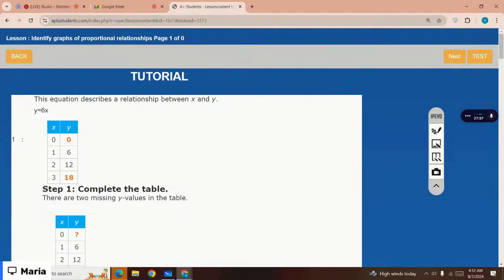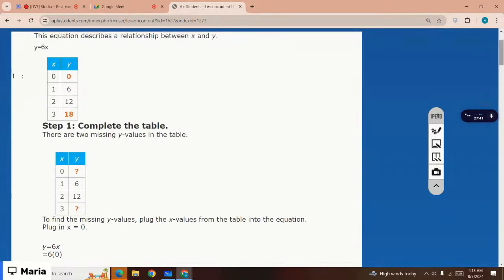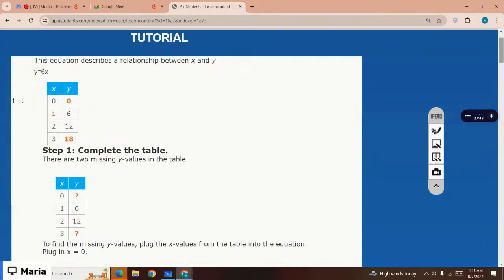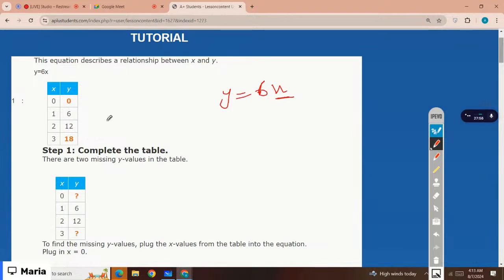This equation describes a relationship between x and y: y equals 6x, right? So the first thing is you need to complete the table. You have the question marks here. You need to complete this table, right? So you are given the equation y equals 6x. You need to substitute the values.